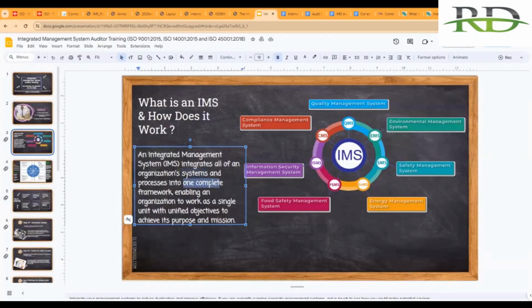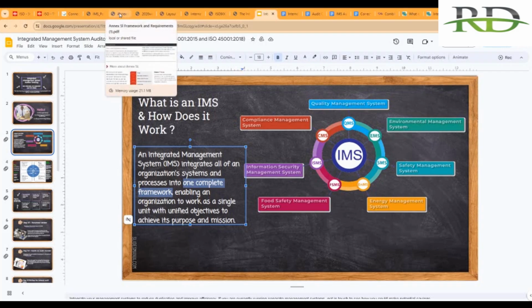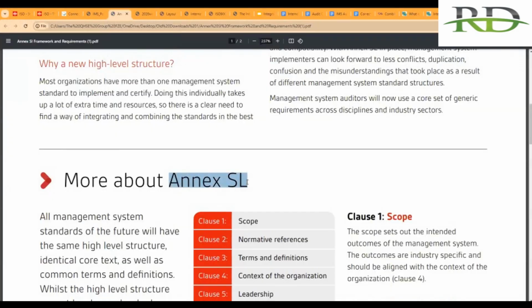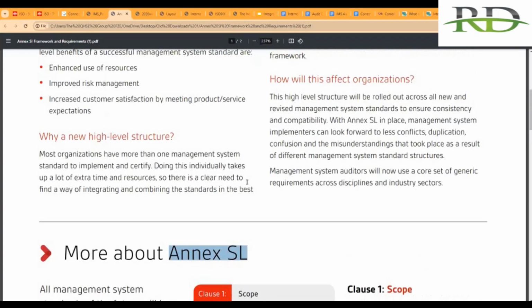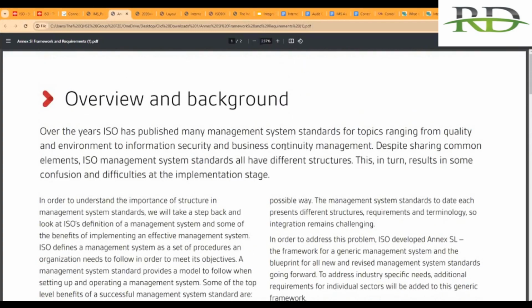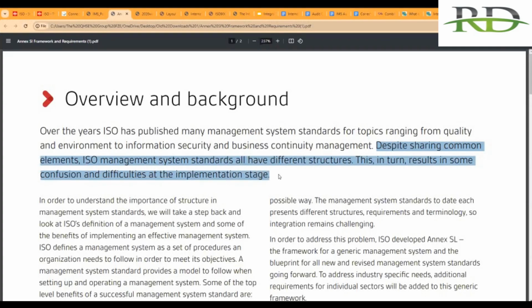Now, what is this one complete framework that has got the ability to integrate all these 3 management systems? This one complete framework is called the Annex SL. What is the Annex SL? Okay, the Annex SL, ladies and gentlemen, this is the high-level structure. According to ISO, over the years we published many management standards for topics ranging from quality, environment, information security, and business continuity. Before Annex SL, despite sharing common elements, all these ISO standards had different structures, and in turn, this resulted in confusion and difficulties at the implementation stage.